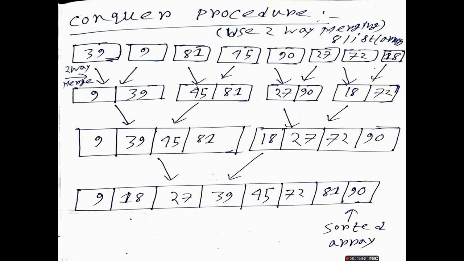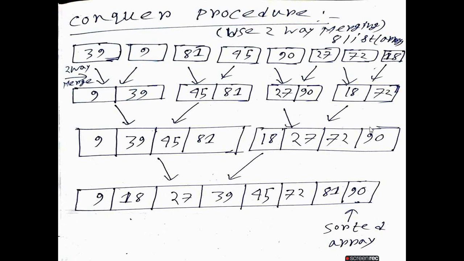First compare 9 and 45: 9 is smaller. Copy it to the third array. Copy 9, increment, now compare 39 and 45: 39 is smaller. Copy it, then 45 and 81 are copied. This is the one array I formed.